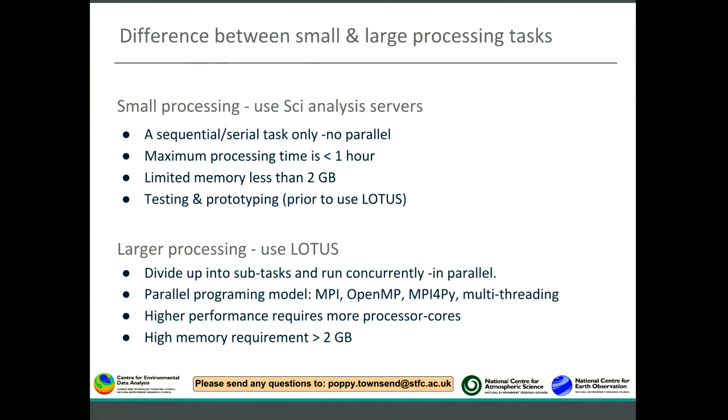So what are the differences between small and large processing tasks? So we can group these two. I start with the small processing. If your problem is considered as a small processing task, then we suggest that you use the site analysis server. If your processing task is a serial or sequential task that needs no more than one single processing unit, CPU or core, so there's no parallelism, and it doesn't need more than 1 hour of usage, you know, the wall time or the runtime. And it has a limited memory of, I would say, a maximum of 2 gigabytes.